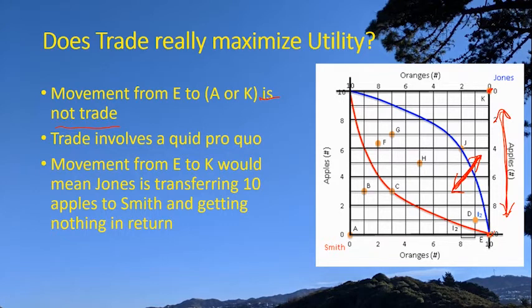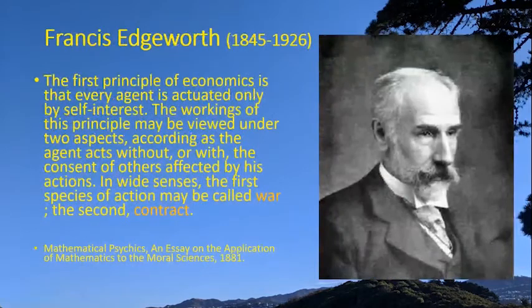So if the question is asking you about a trade between individuals, then you have to be talking about movements in this direction, upward or downward along the cross diagonal, and so forth. Otherwise you don't have trade taking place.